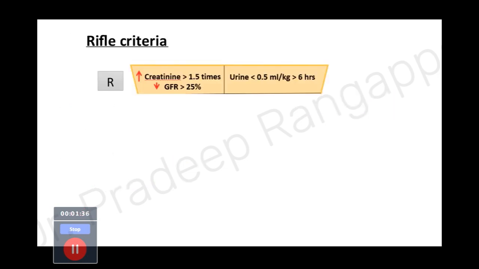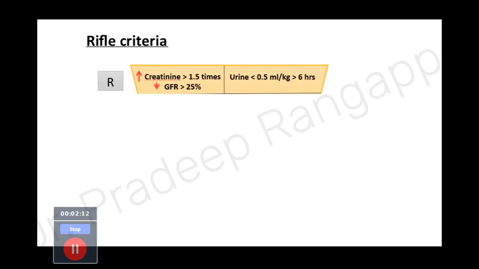When you look at the RIFLE criteria, which is commonly used to diagnose AKI, RIFLE is an acronym which stands for risk, injury, failure, loss, and end stage. Risk is where any patient has creatinine greater than 1.5 times. As you see, RIFLE takes GFR, so AKIN does not take GFR. So GFR has dropped by more than 25%, or urine output less than 0.5 ml per kg for more than 6 hours. Any patient who categorizes into this would fall at risk of developing acute kidney injury.